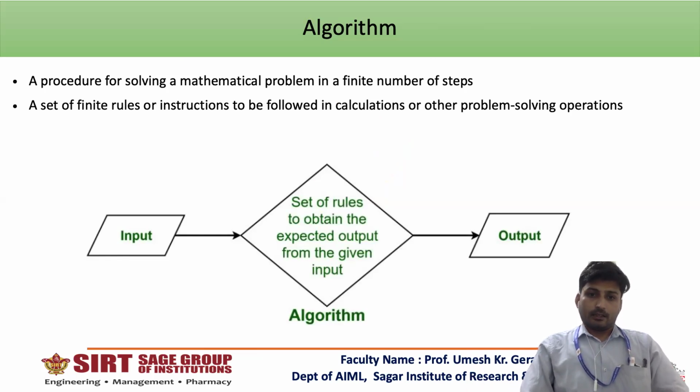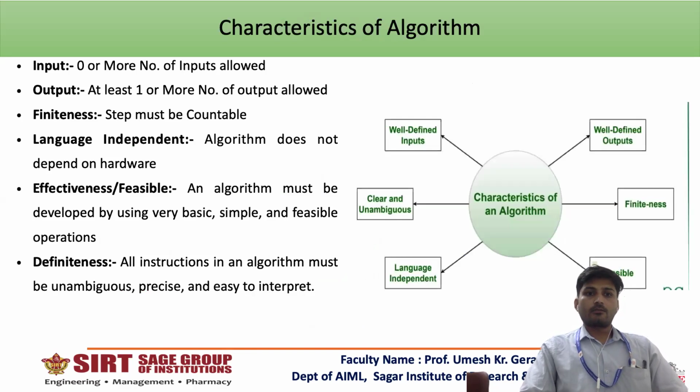In the PPT you can check out the flow diagram of algorithm. Whenever we provide the input, that input is processed by some processor and converted into the output. So this is the basic definition of the algorithm. And what are the characteristics of algorithm? There are six characteristics of algorithm.